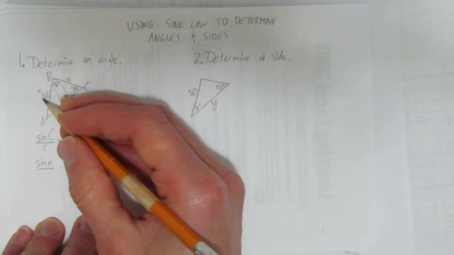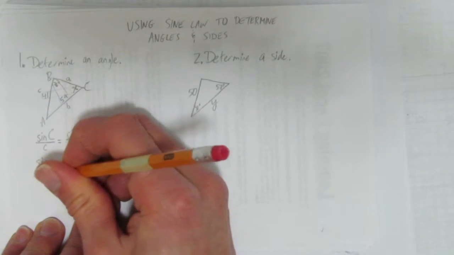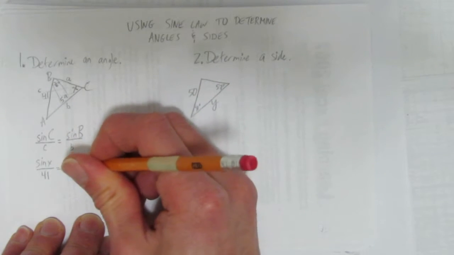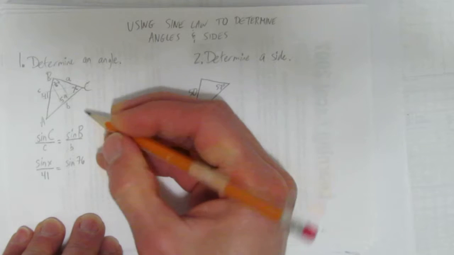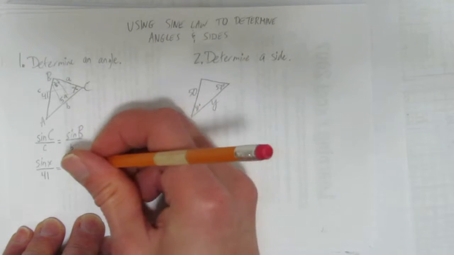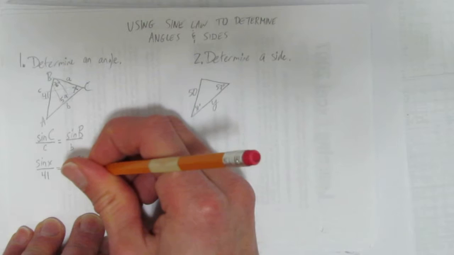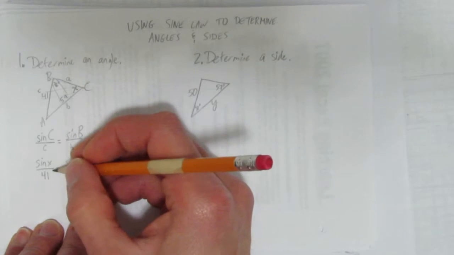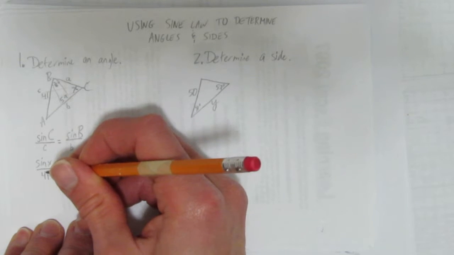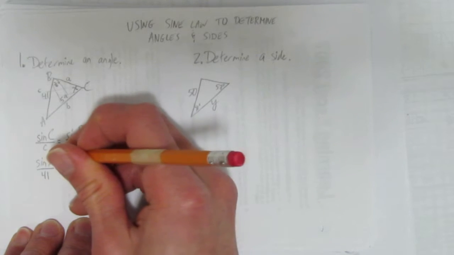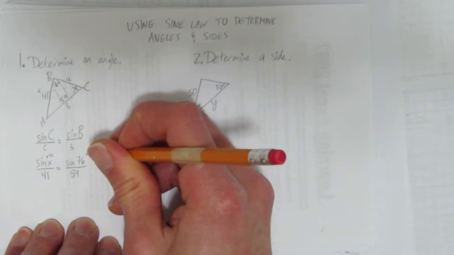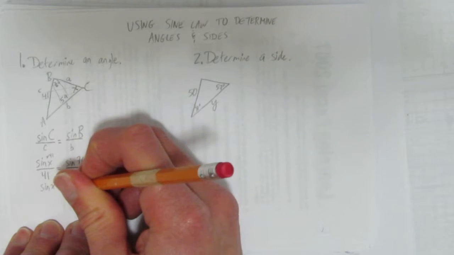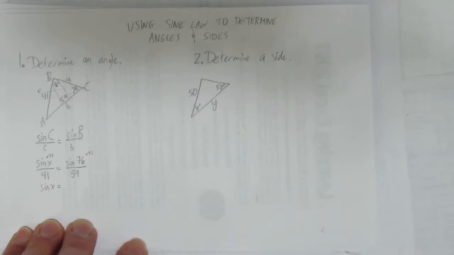Divide by lowercase c, the side corresponding. That's sine x over 41 equals sine of angle B, or sine 76, over the baby b, that's 59. Alright. Now we got to get sine x by itself. Well, sine x is being divided by 41. What's the opposite of dividing? Timesing. So I'm going to times both sides by 41. And what I get is sine x equals, and I'm going to compute this whole side here. I want to figure out what that is.